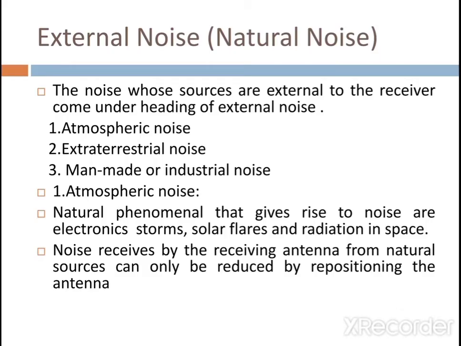So first, external noise, otherwise natural noise. External noise, otherwise natural noise, means noise whose source are external to receiver come under the heading of external noise. So external noise means it is produced due to the external factor. So types are atmospheric noise, extraterrestrial noise, or man-made or industrial noise.